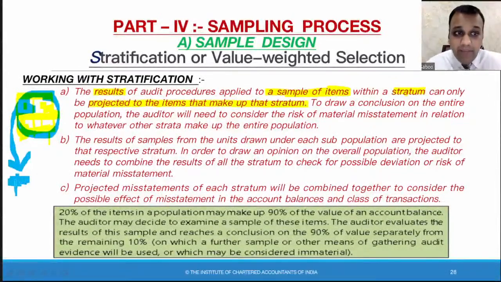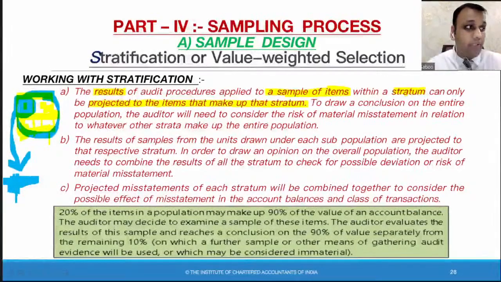Now the results I have obtained over here I can project. Projection means to assume that the same results would be obtained from the whole stratum. But the results I have obtained from the sample of this stratum, I cannot project on the whole population. I can only project the results to the homogeneous group, the stratum from which I had obtained the sample.